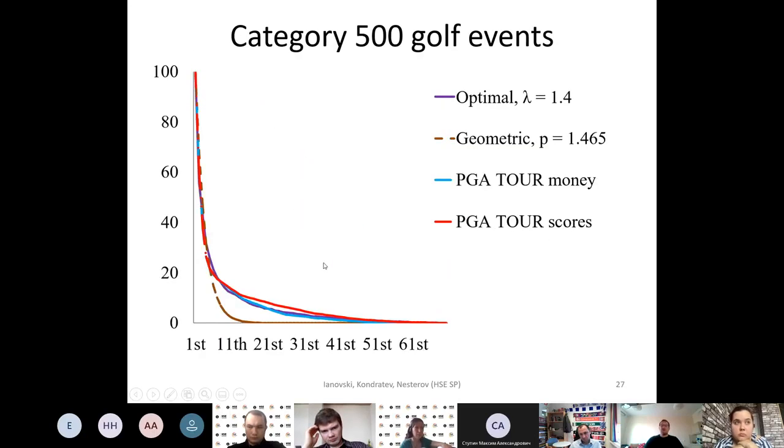But it is not always the case. For instance, in golf, we took the PGA Tour, and the optimal lambda, if we take lambda 1.4, is more than 1, so it encourages risky behavior in these golf events. Then we see that the optimal vector, in violet, is very close to the real PGA Tour money sequences and PGA Tour scoring vectors that they use. So all three are almost the same. But geometric scores work not so well here. They do not approximate these three.